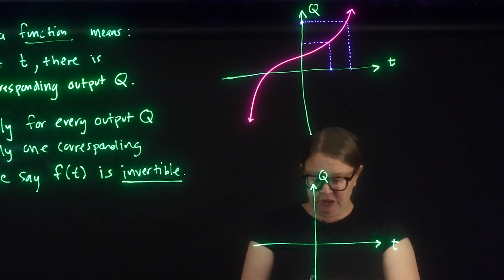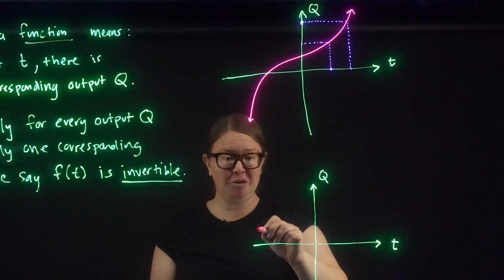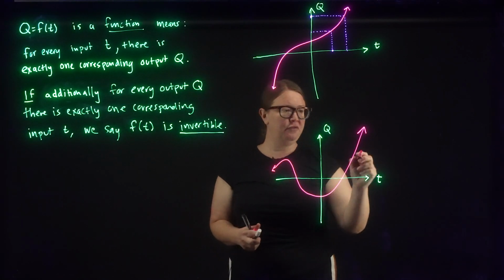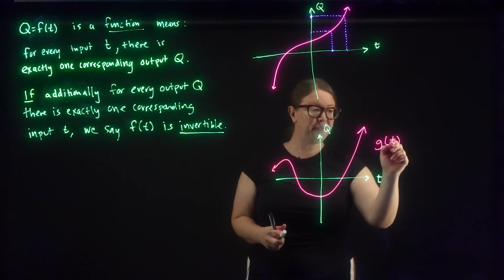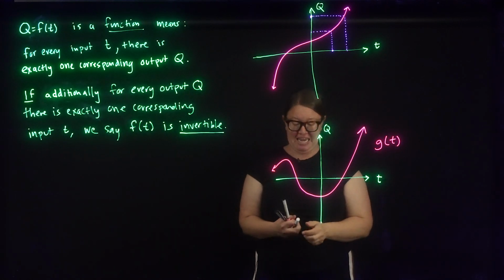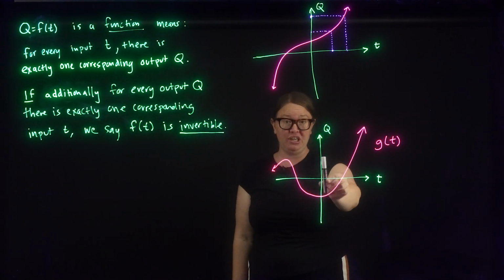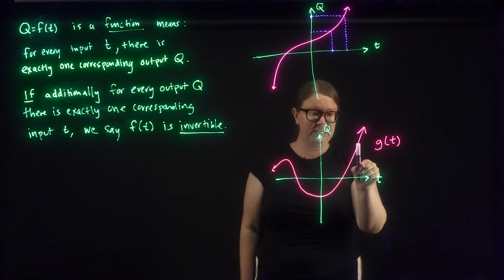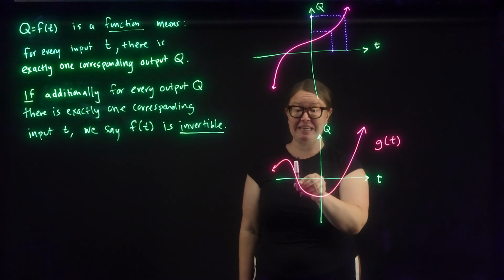So let's see what it would look like for a function to not be invertible. This is a new function, let's call it g of t. In this case, I do have a function. It passes the vertical line test. For any value of t, there's exactly one corresponding output.